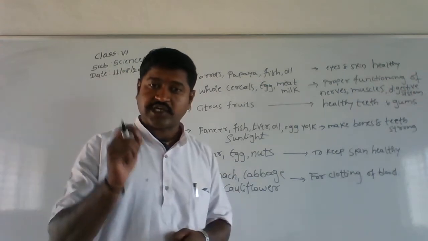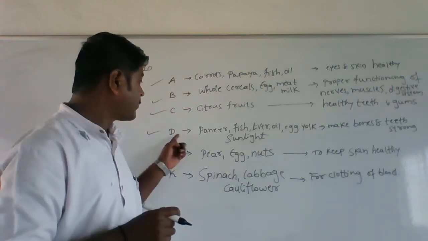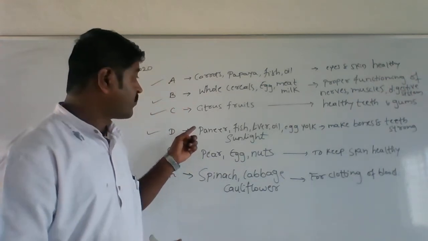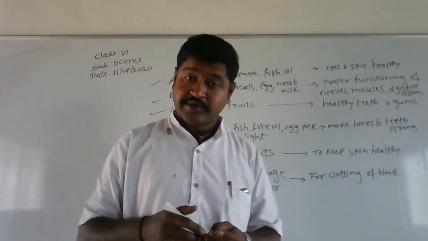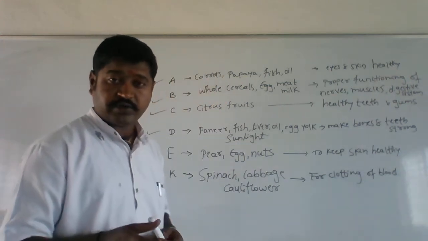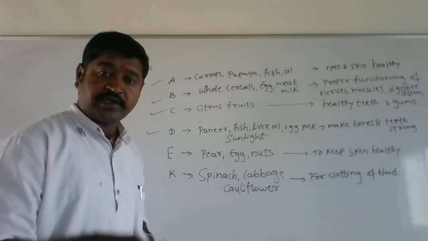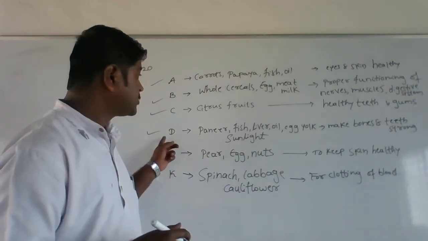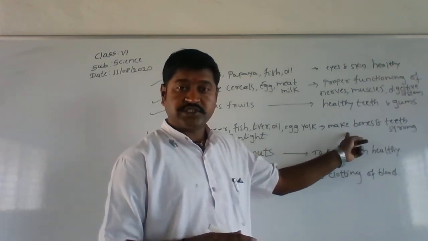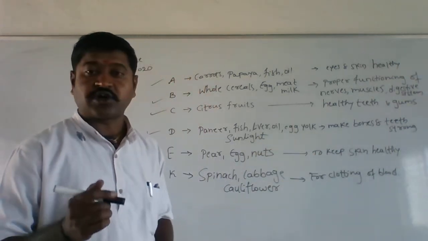Even if you stand in sunlight, you are going to get vitamin D from it. So fish, liver oil, egg, milk, and even sunlight give you vitamin D. Then what is the use of this vitamin D to our body? It is making our bones and teeth stronger.